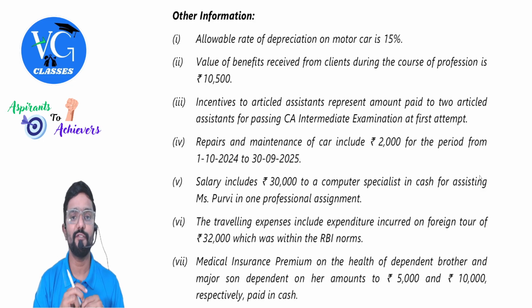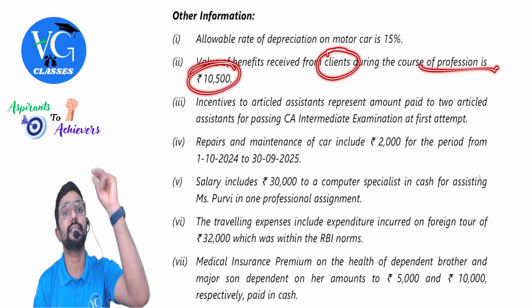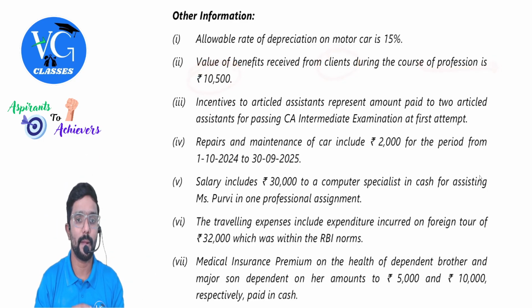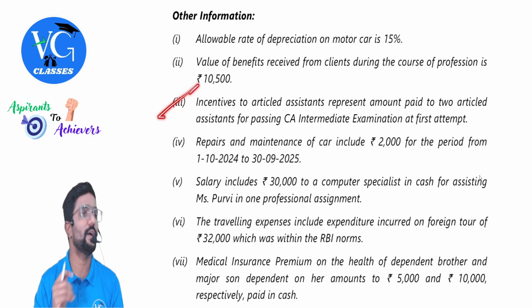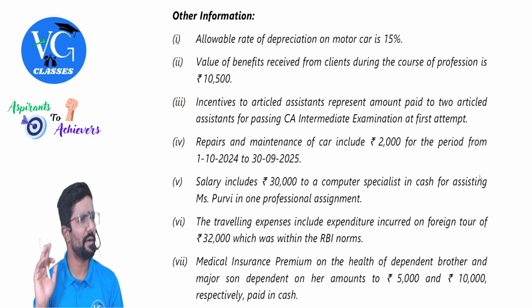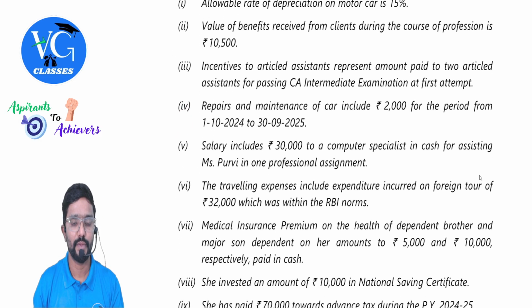Value of benefits received from clients during the course of profession is 10,500. From whom are we receiving claims? During the course of profession. Where is it taxable? PGBP. Incentives to article assistants represent amount paid to two article assistants for passing CA Intermediate examination at first attempt. Very good principle. Sir, is it allowed? Yes, allowed as an expenditure to encourage the employees or article assistants.